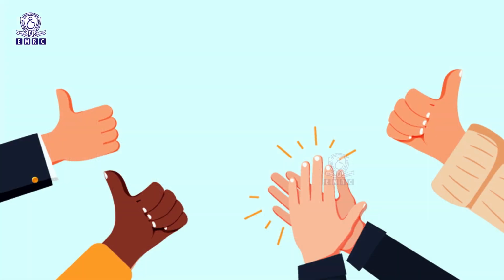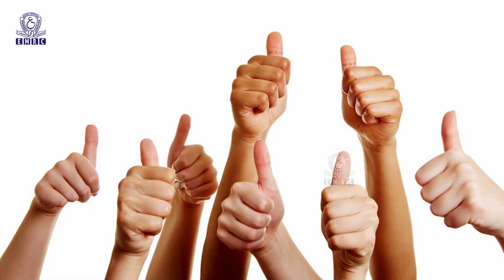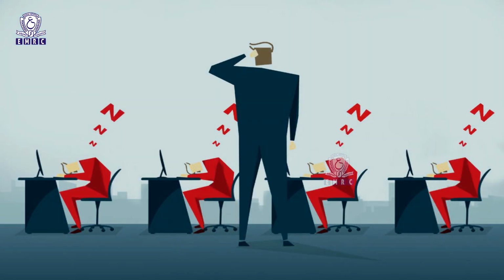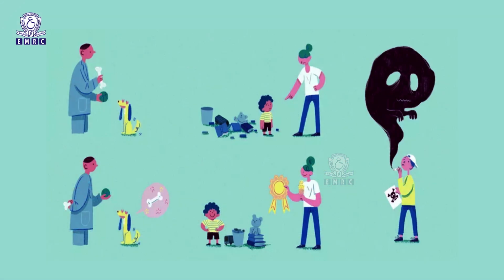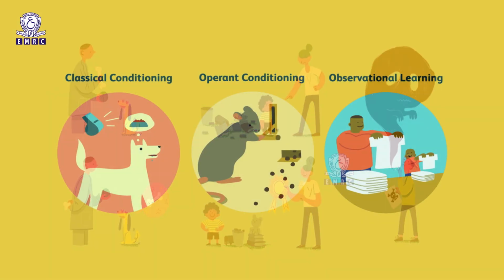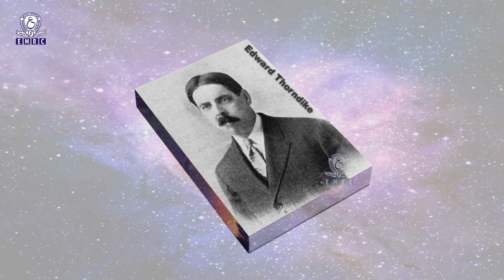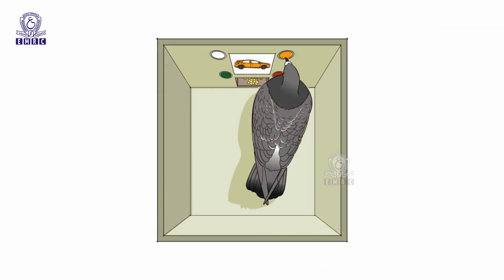Satisfying consequences will lead you to act that way again in the future. Unsatisfying consequences will lead you to change your behavior. Research on how we learn associations between behaviors and their consequences started around the beginning of the 20th century. American psychologist Edward Thorndike studied the ability of cats and other animals to learn to escape from puzzle boxes.